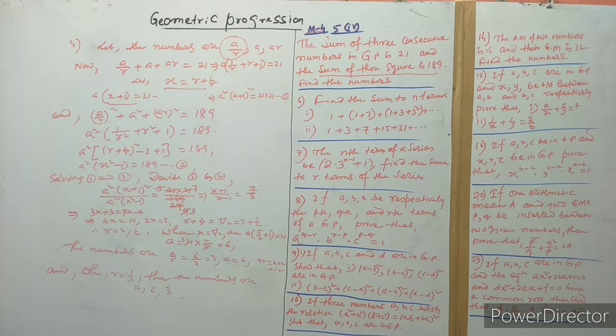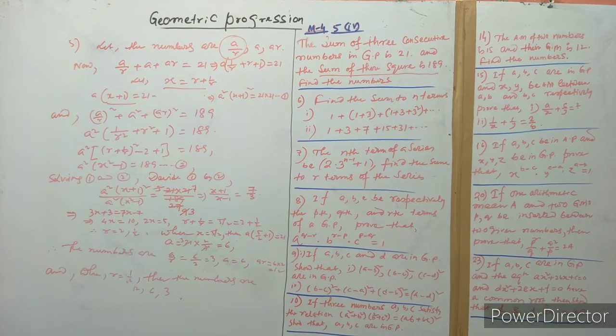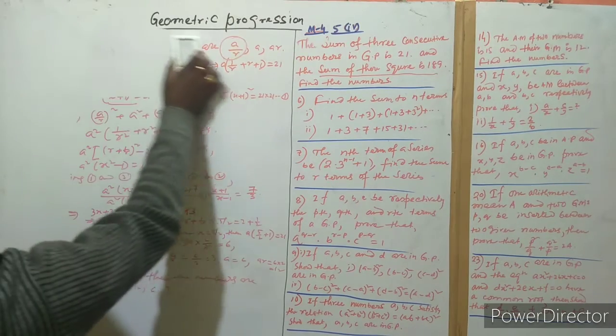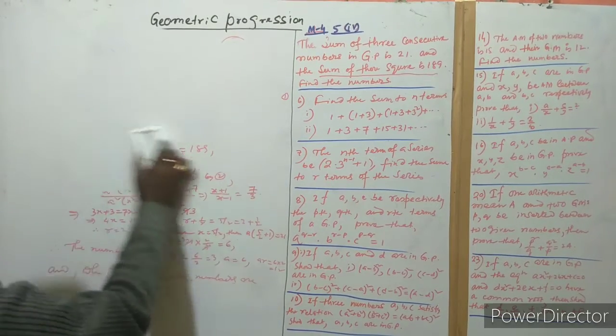Very interesting. See carefully: here we have 3, 6 and 12. 6 by 3 is 2, and 12 by 6 is 2. 3 by 6 is half, and 6 by 12 is half. So this is for the question number 5.